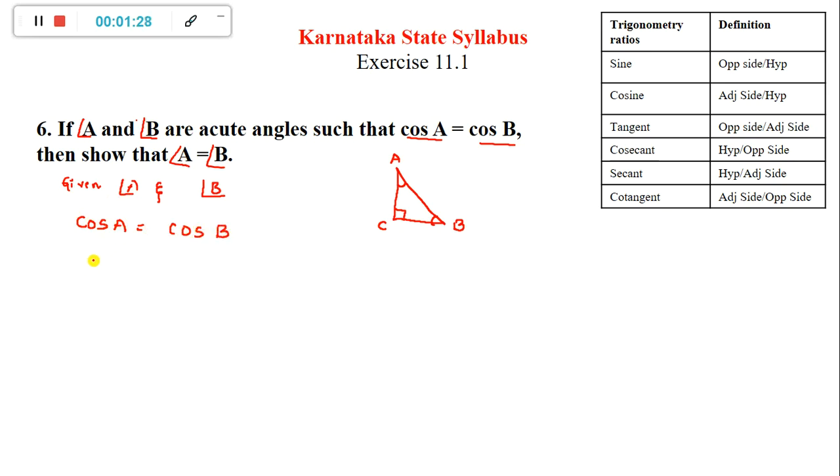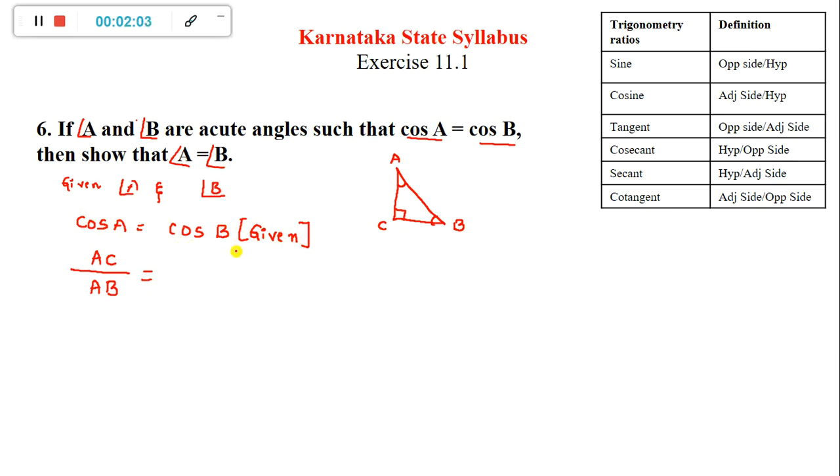Now let me write the definition here. What is the definition of cos? Cos theta is nothing but adjacent side by hypotenuse. With respect to A, the adjacent side is AC, divided by the hypotenuse, which is AB. This is equal to, as per the given data, cos A equal to cos B.